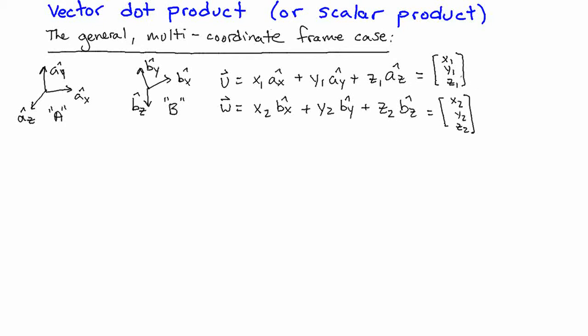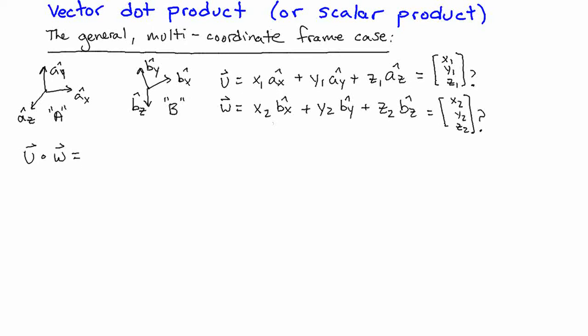But you might start to wonder something, which is, wait a minute, these coefficients describe A-frame coordinates, and these coefficients describe B-frame coordinates. So, does this work? Let's come back to that. In the meantime, let's use the definition we know to compute U dot W.